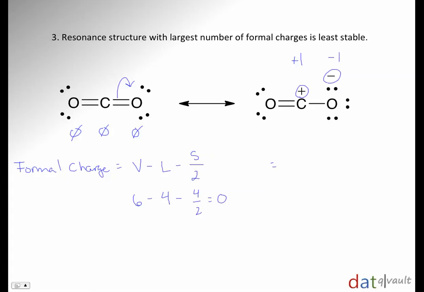So let's do it for carbon in this instance. Carbon has 4 valence electrons. The number of lone pair of electrons on this carbon atom is 0. And now I have to subtract the number of shared electrons. There are 4 shared electrons in this carbon-oxygen double bond, and there are 2 shared electrons in this bond. So that's 6 total electrons divided by 2, which gives us a formal charge of +1 on this carbon atom. Since this CO2 molecule resonance structure has the most amount of formal charges in the overall molecule, this molecule is going to be the least stable of these 2 resonance structures.